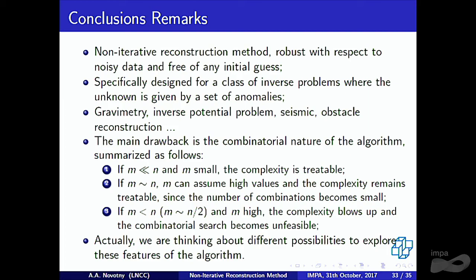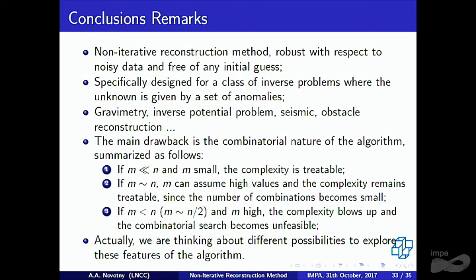Of course, to apply the topological derivative concept, we must have some jumps on the coefficients. Otherwise, it's a classical Fréchet derivative. Okay. It has applications in, for example, gravimetry, inverse potential problems, seismic obstacle reconstruction, and so on. This is just a small list of problems to which we have already applied these ideas.